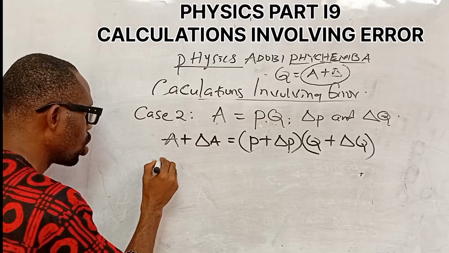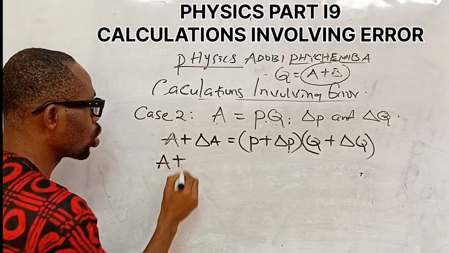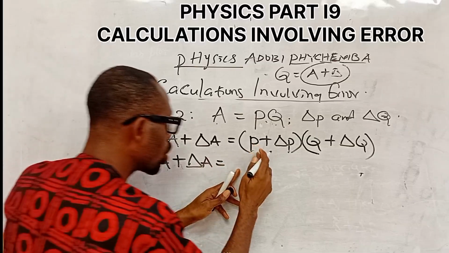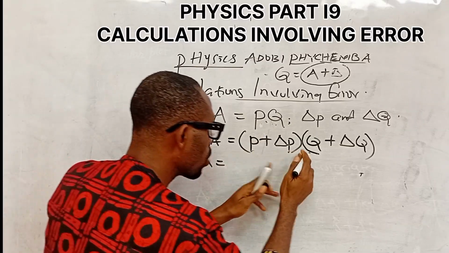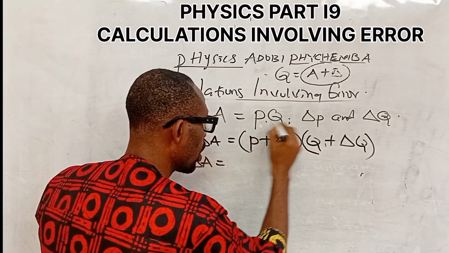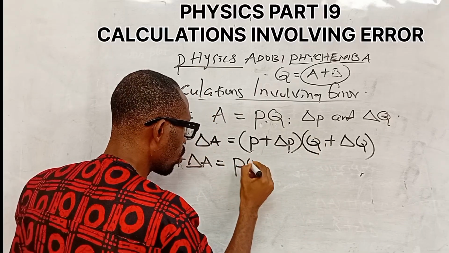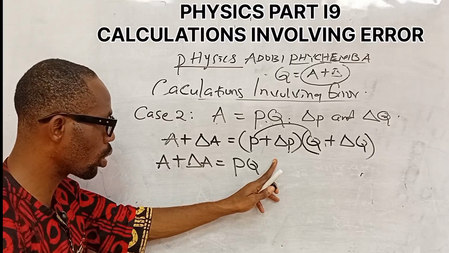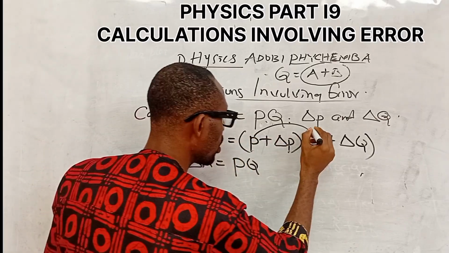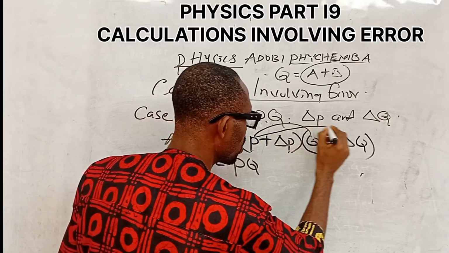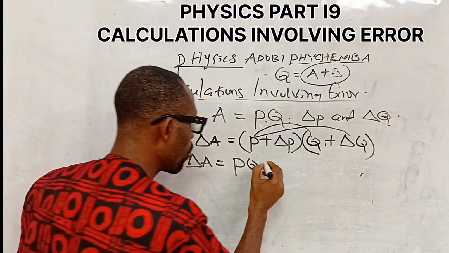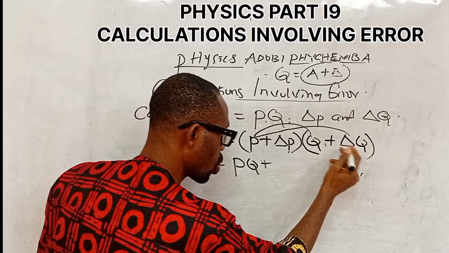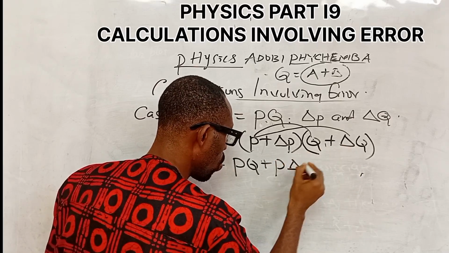So what do we do now? A plus change in A will be equal to what? Now we have to break this bracket out by multiplying them. P times Q will give you PQ. Then take this same P to the next one: P times plus change in Q gives plus P, change in Q.